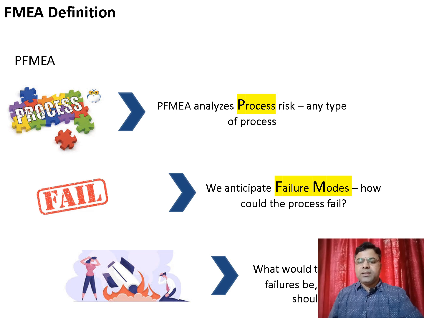So friends, first of all we will understand what FMEA is. What is the definition of FMEA? FMEA is a structured approach to discovering potential failures that may exist within the design of a product or process. We have to anticipate failure modes, how the process could fail, and what would be the effect of these failures on the product. This we have to identify from FMEA.